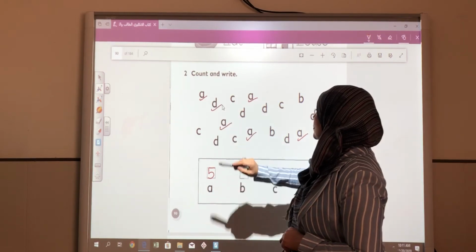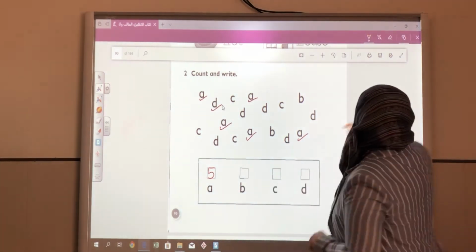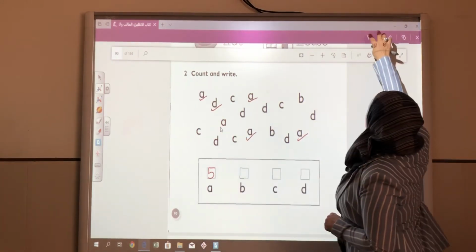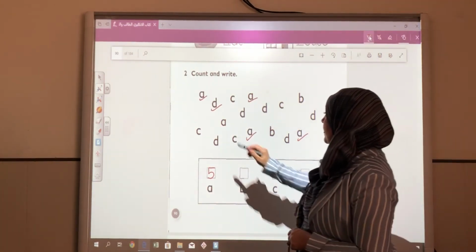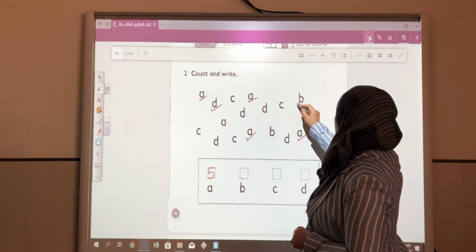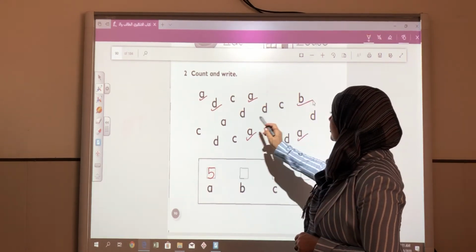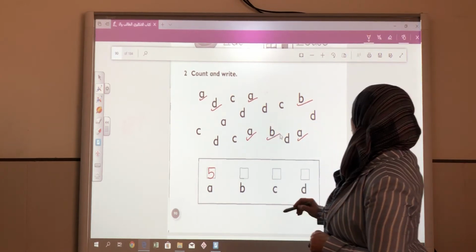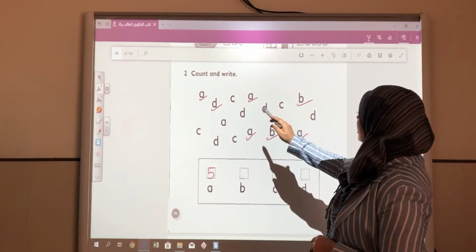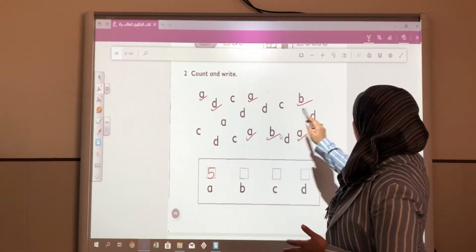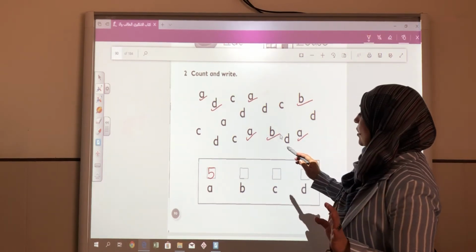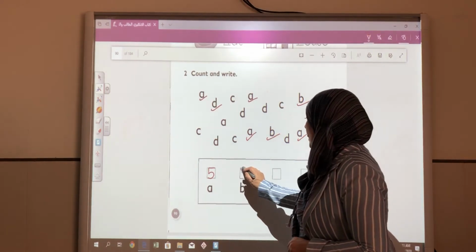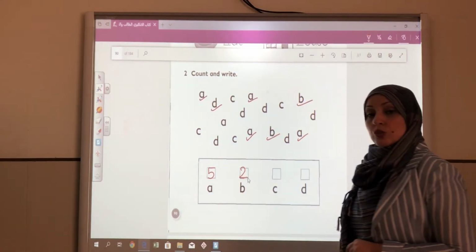Now letter B. Let's count also letter B. Sorry, this one is D. Letter B. This number 1. 2. Can you see another B? Come on, try to find it. I can see another one. So we have 2 letter B. Number 2.